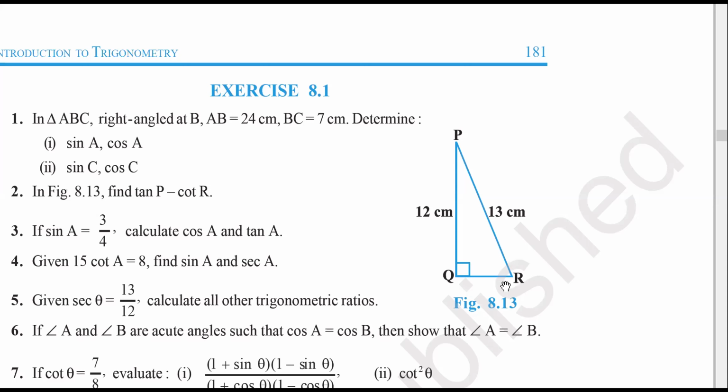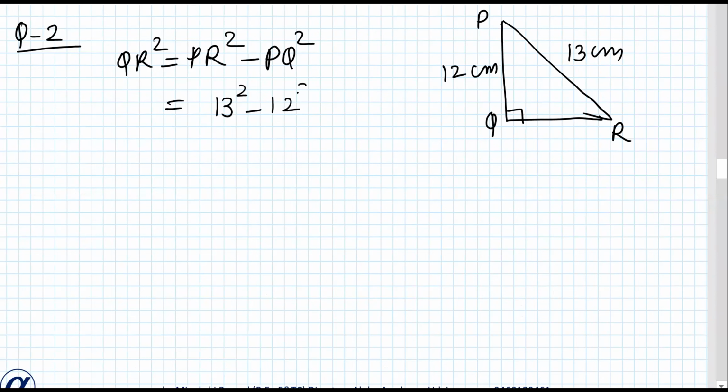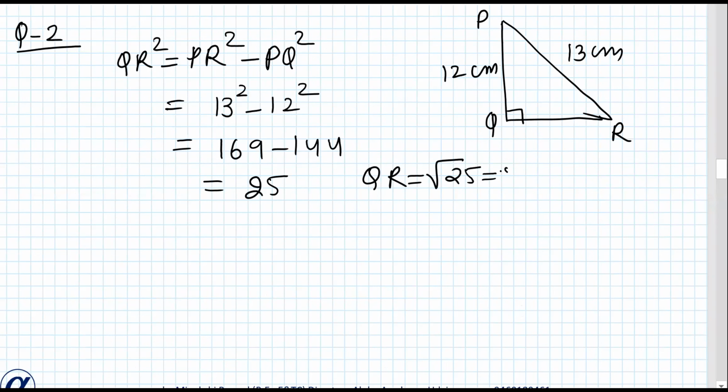So 5, okay, 5 is correct, right? QR square equals PR square minus PQ square. So it is 13 square minus 12 square, that is 169 minus 144, that is equal to 25, or QR equals under root 25, that is equal to 5. So I can write this 5 centimeter here. Now we have to find tan P minus cot R.